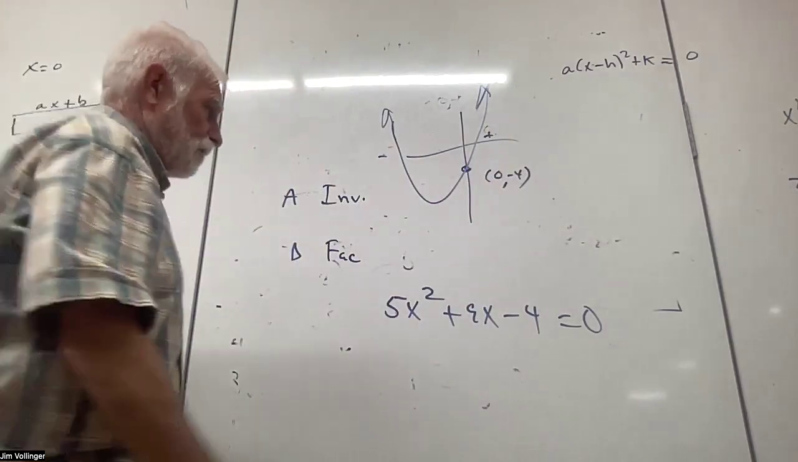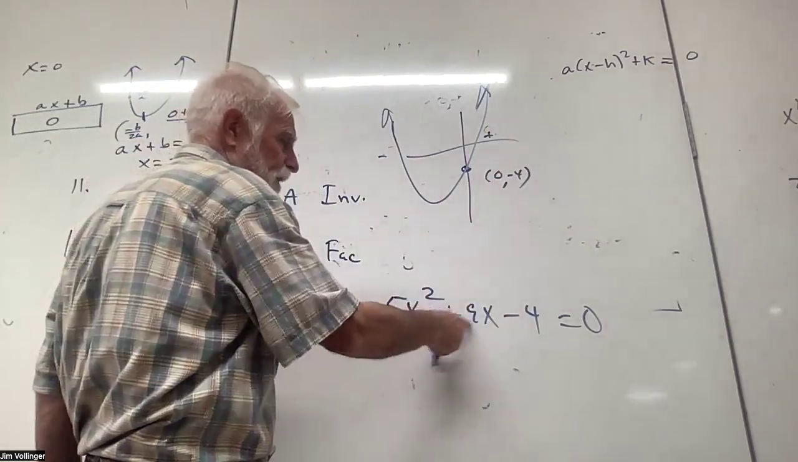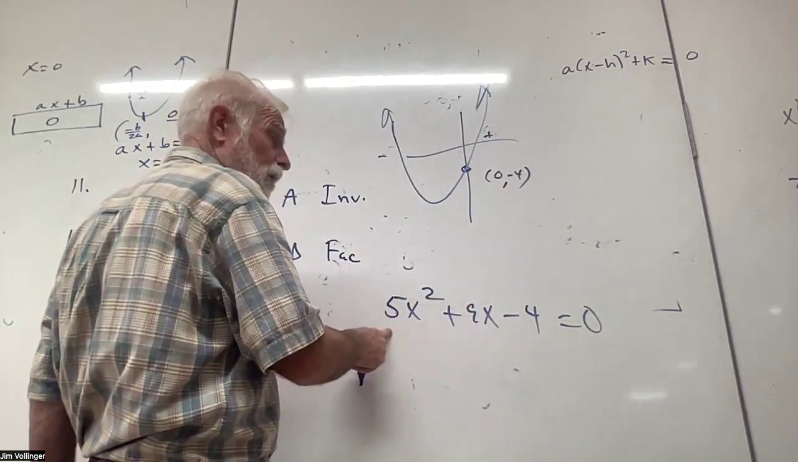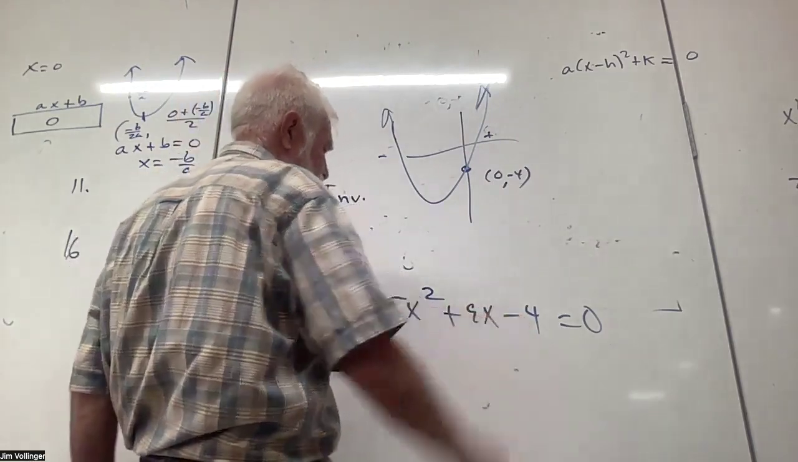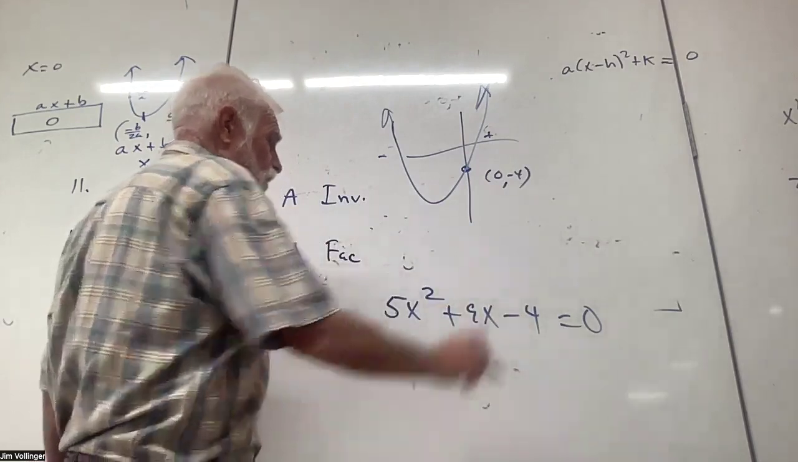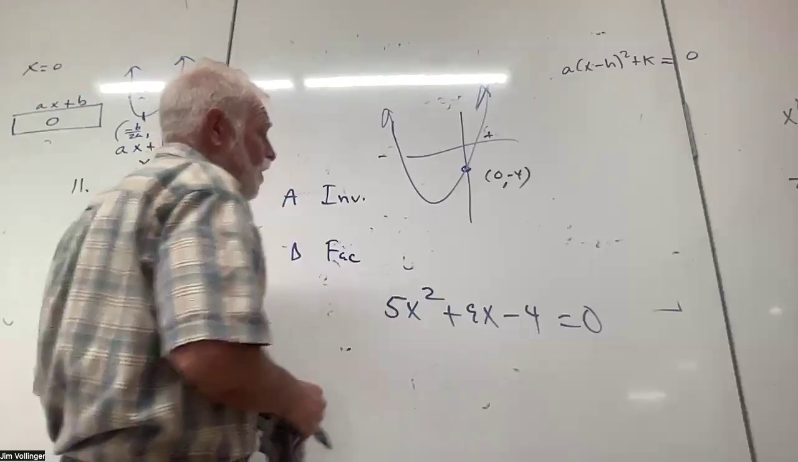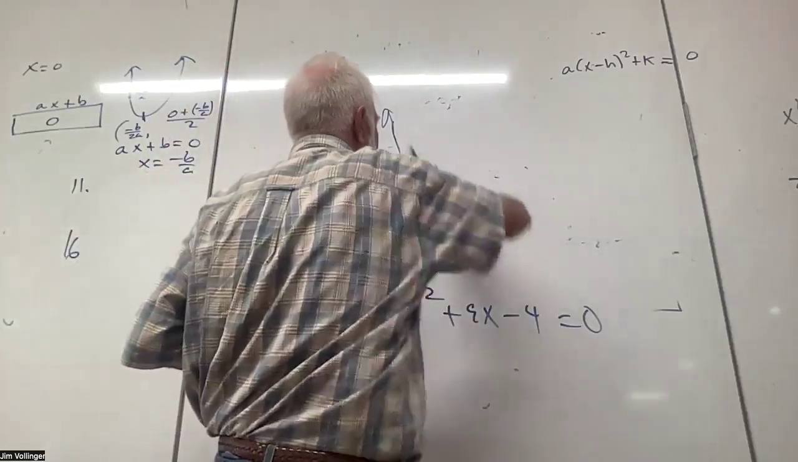Is it factorable? 4 times 5 is 20. 20 and 1 doesn't get me 9. 1 times 5 is 5. 5 and 4, yeah, that can get me 9, but I'm not going to be able to get a negative out of it. They both have to be positive. 2 times 5 is 10 and 2. 10 and 2 doesn't get me 9. So I guess b squared minus 4ac is not going to be a perfect square.